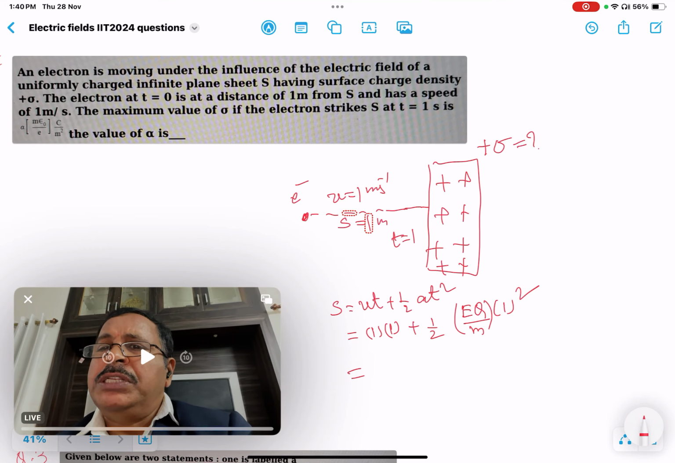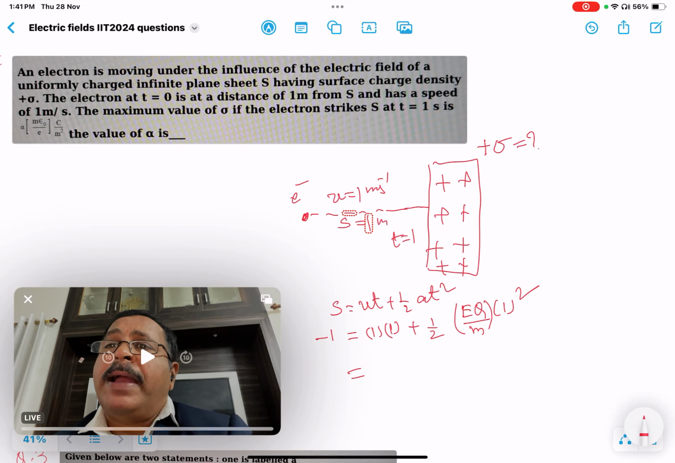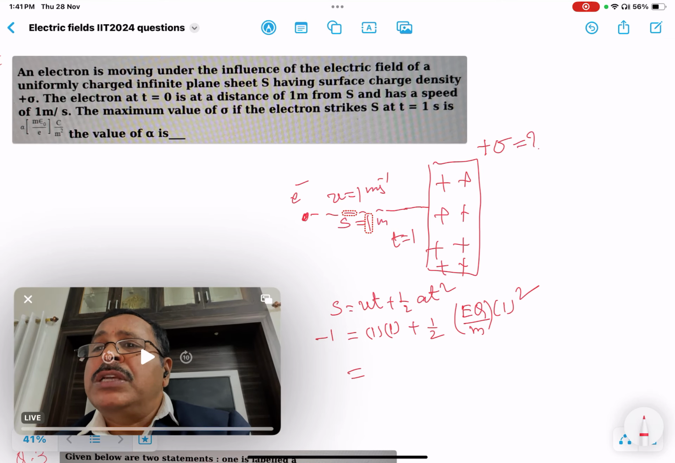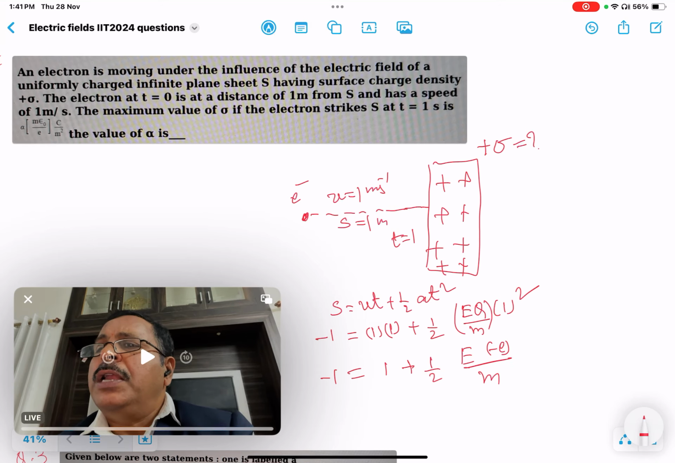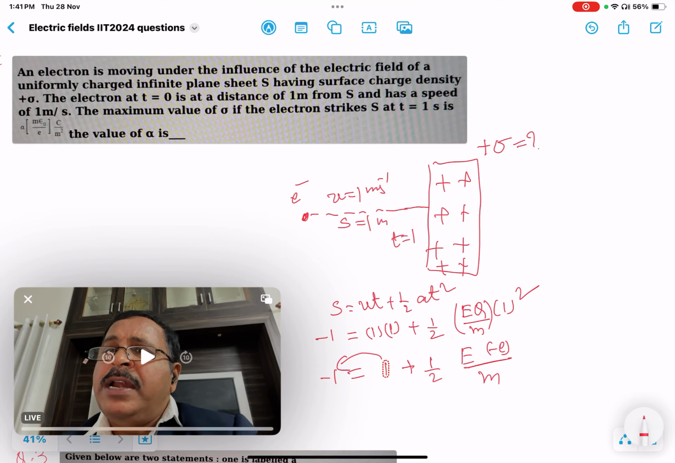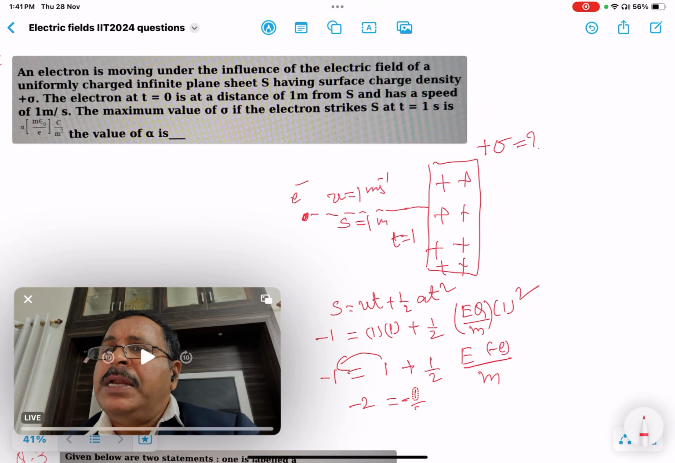So this equals, distance is minus 1 meter, because the electron is situated at a distance of minus 1 meter, on the left side of the sheet. That's why we are selecting minus. Now the charge of the electron is minus e. So minus 1 equals 1 plus half into e into minus e divided by m into 1 square. So this one goes to this side. So minus 2 equals minus half of E by m.